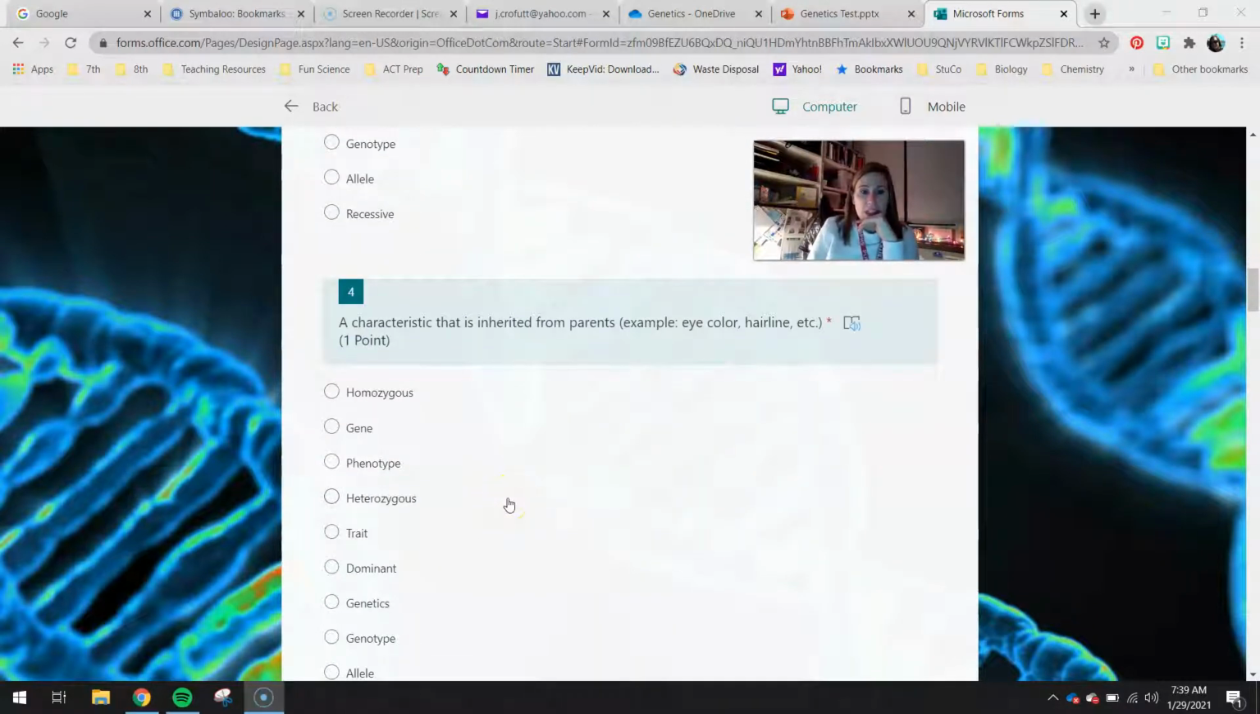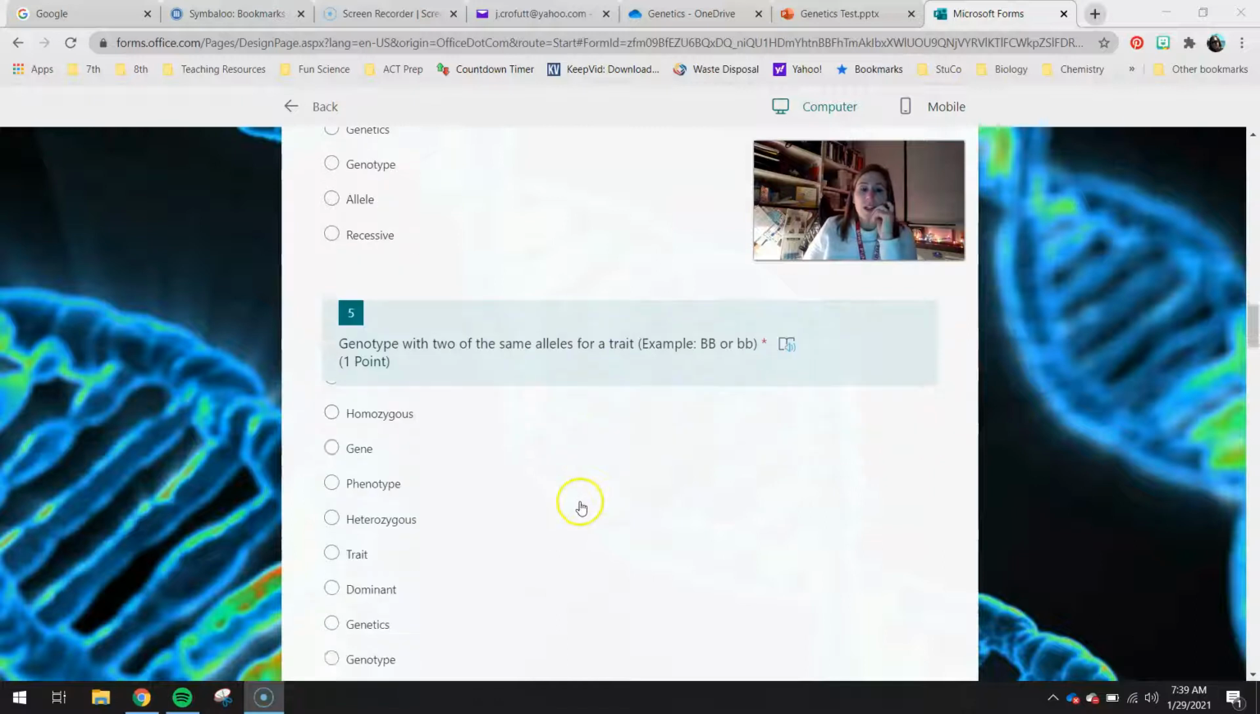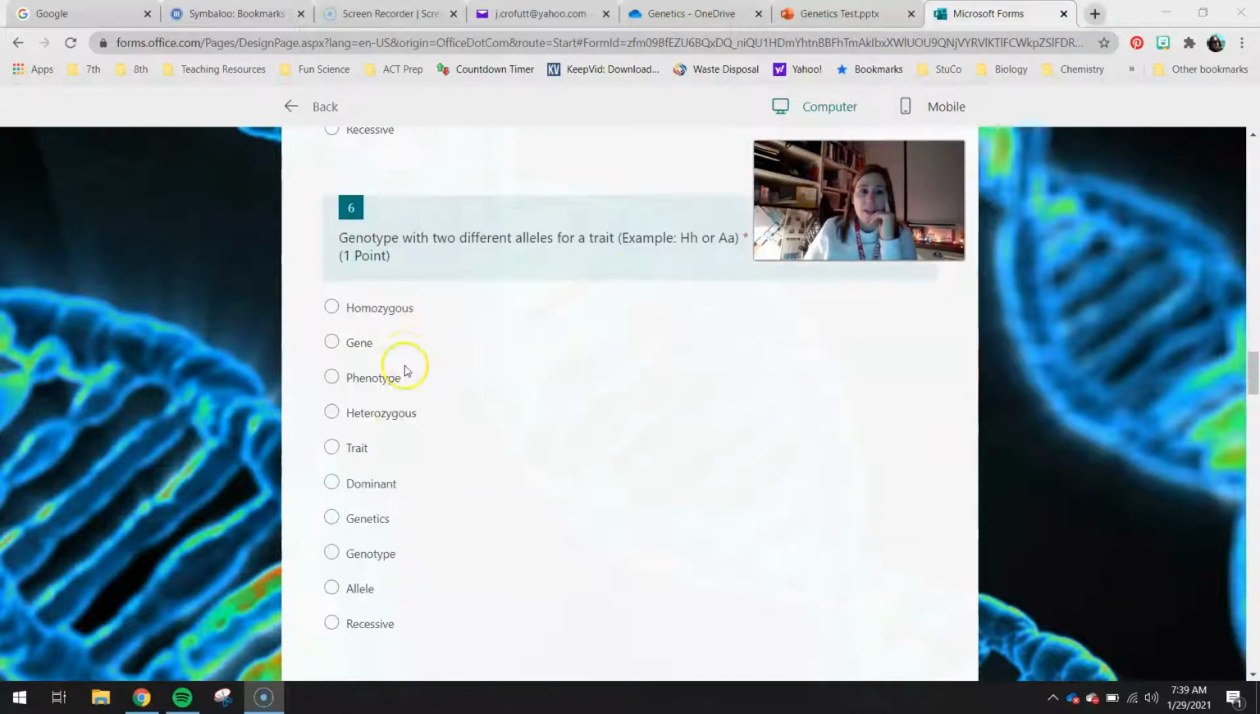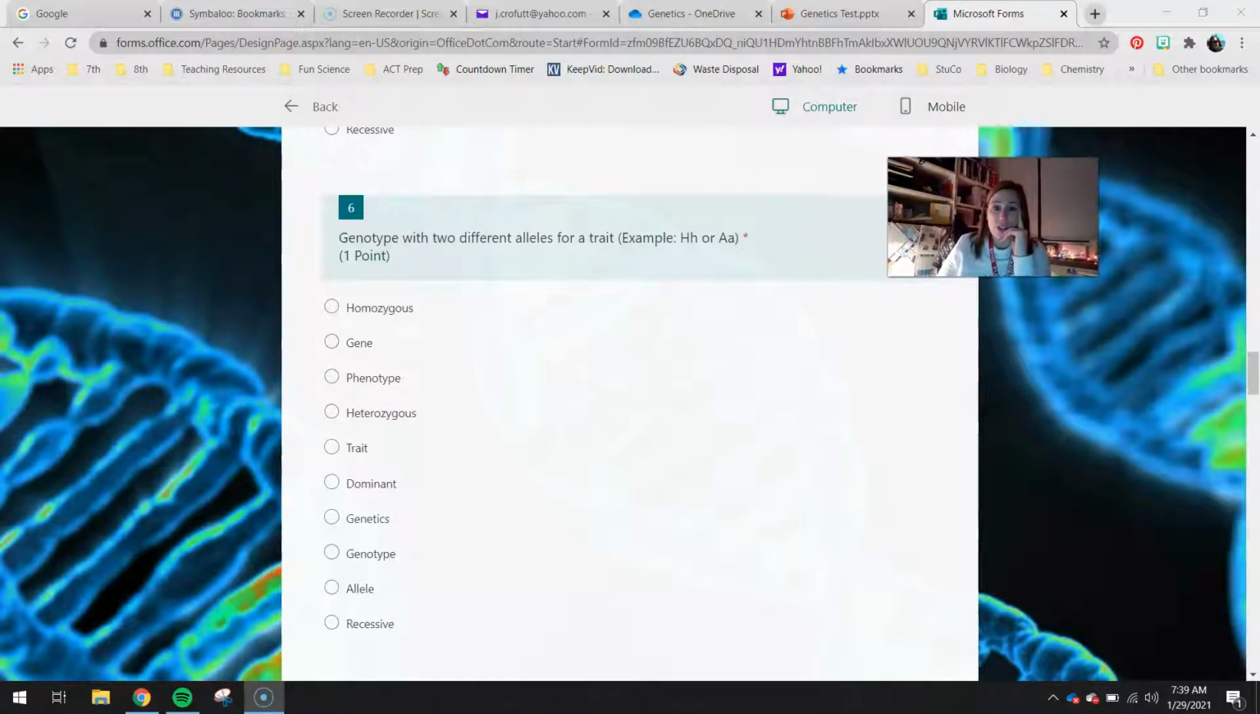All right, a characteristic that is inherited from parents, so if we look at eye color or hairline or shape of our thumb or whether we could taste PTC or not, these are all examples of that vocab word. Okay, genotype with 2 of the same alleles, so 2 options would be either big B, big B, or little b, little b. Those both explain this type of genotype. Genotype with 2 different alleles for the trait, so you'd have one dominant and one recessive, like big H, little h, or big A, little a.